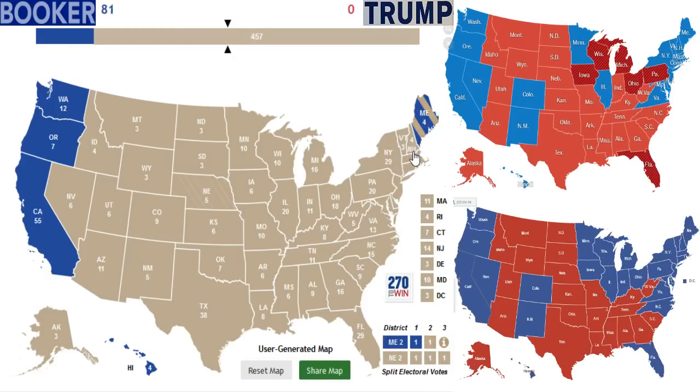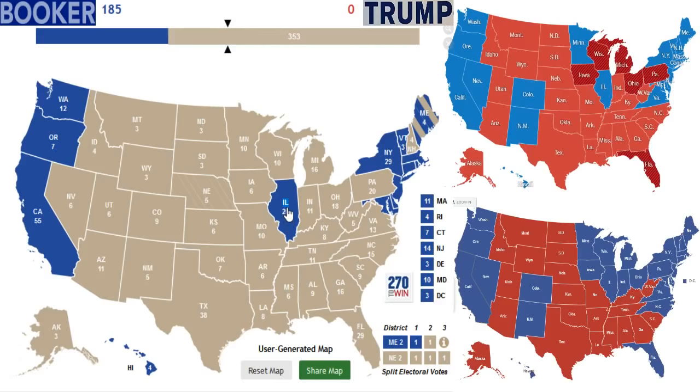Also, I feel like safe states for him would be Vermont, Massachusetts, Rhode Island, Connecticut, of course, New Jersey, the state where he's a senator from, Delaware, Maryland, the District of Columbia, as well as New York, and then also the state of Illinois. And for now, those are going to be the states that I give the Democratic candidate here as safe results for him.